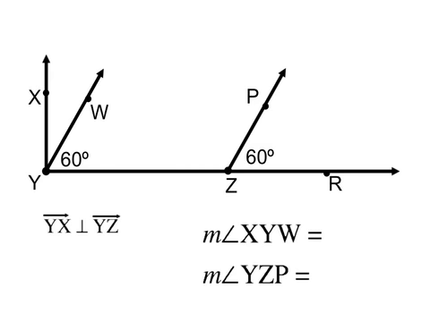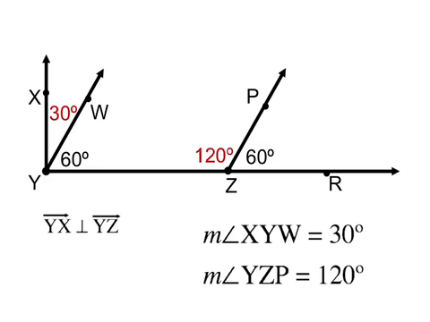Well, let's do XYW first. Because of the perpendicularity, we know we have a pair of complementary angles, and we could subtract from 90. 90 minus 60 is 30, so the measure of angle XYW is 30 degrees. And for angle YZP, we have a linear pair, so we can subtract 60 from 180, and we get 120 degrees for angle YZP.